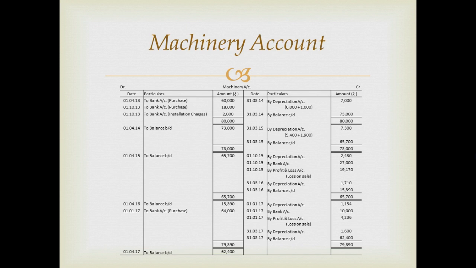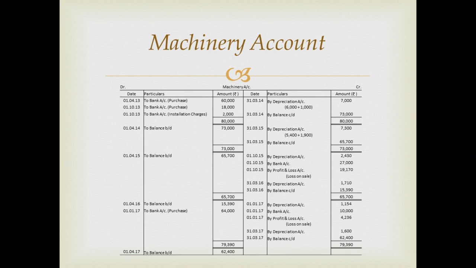On the credit side, we have 31st March 2014 by depreciation account rupees 7,000 and by balance C/D rupees 73,000, which is brought down on 1st of April 2014, 73,000. Again on 31st March 2015 credit side, we have by depreciation account rupees 7300 and by balance C/D rupees 65,700, which is brought down on 1st of April 2015 as to balance B/D 65,700.